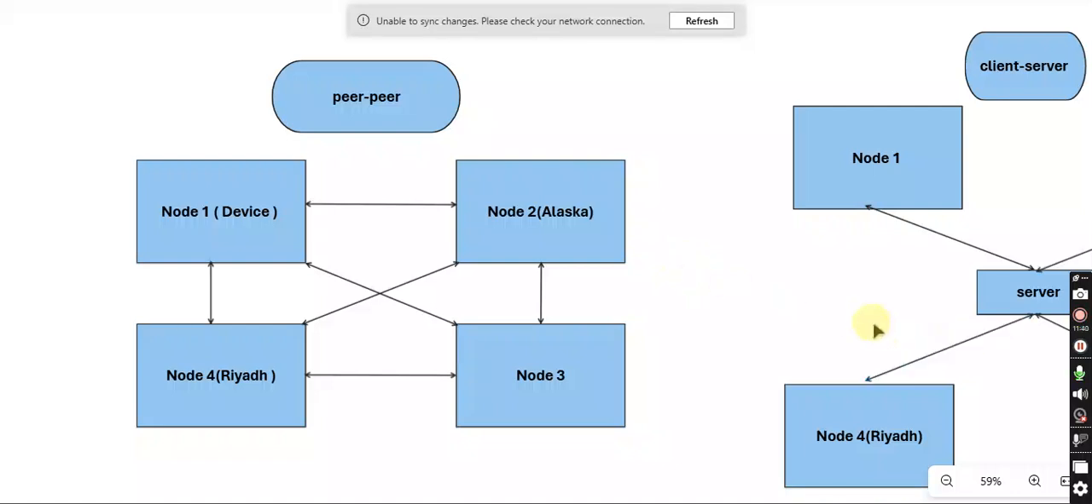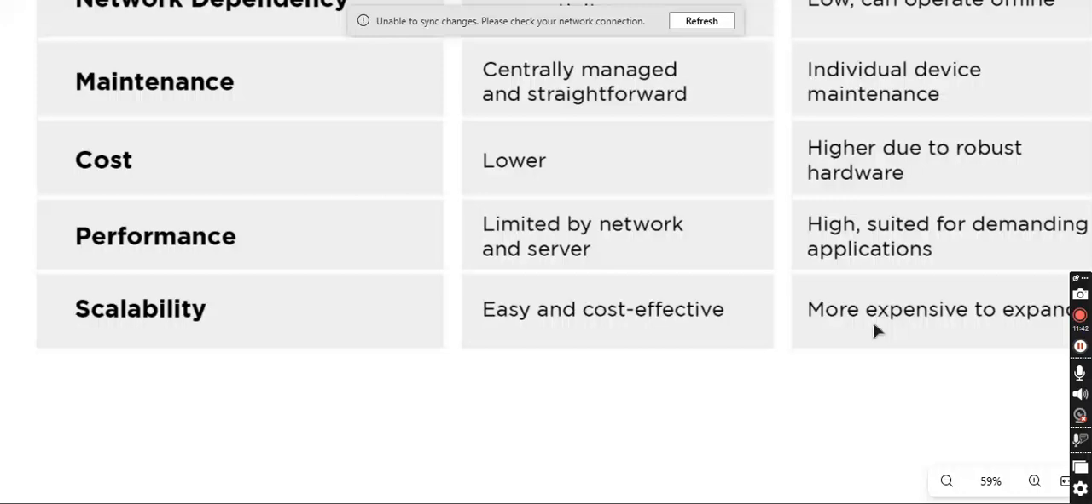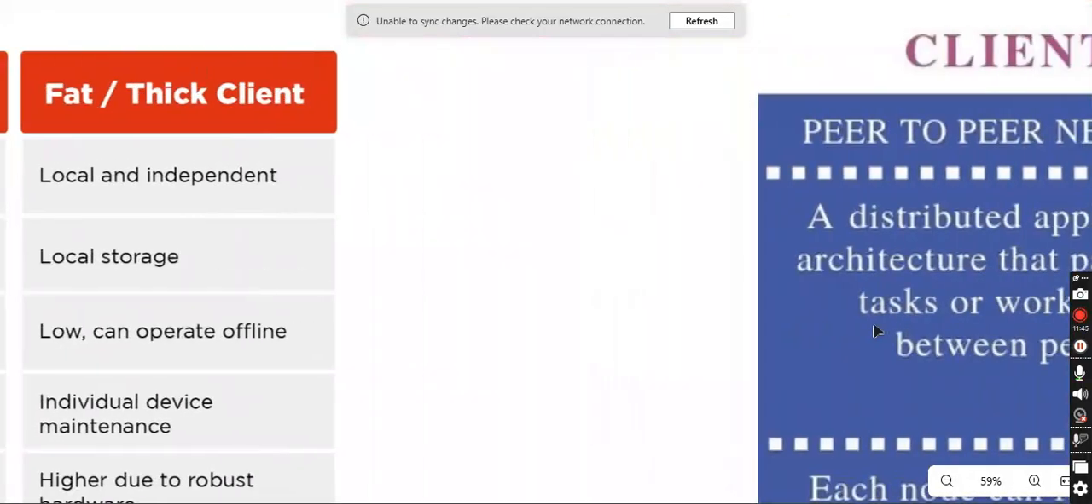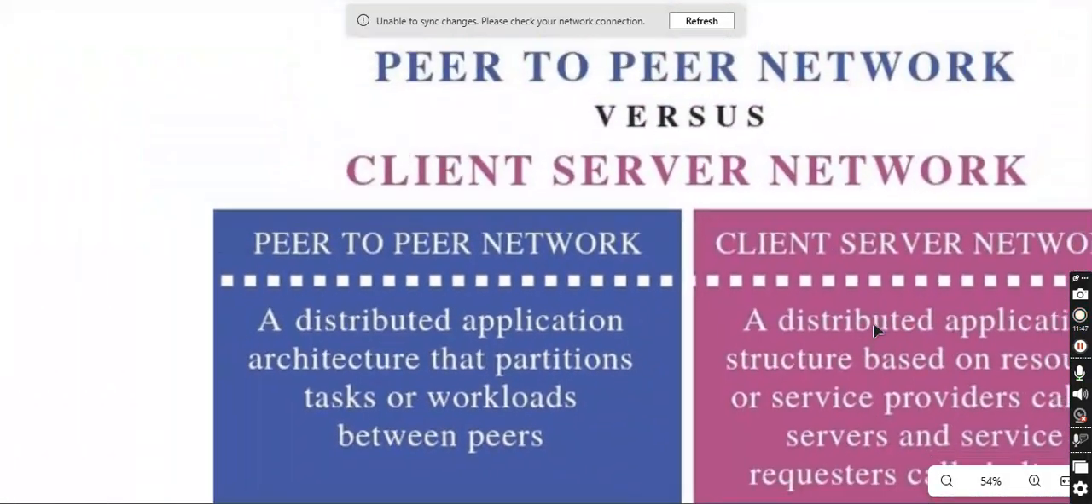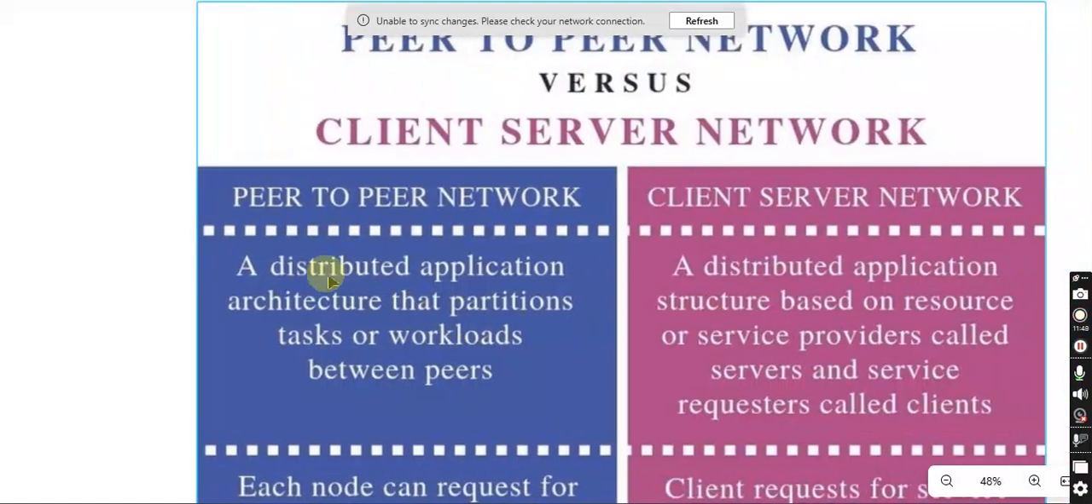Now let's see the difference between them. The P2P model is a distributed application architecture that partitions tasks or workloads between peers. For example, I have to call my friend in Alaska. What application do I use? Like the phone, the application where you call. I use that application, which partitions the task. I call him, he picks up the call, and then we are connected.